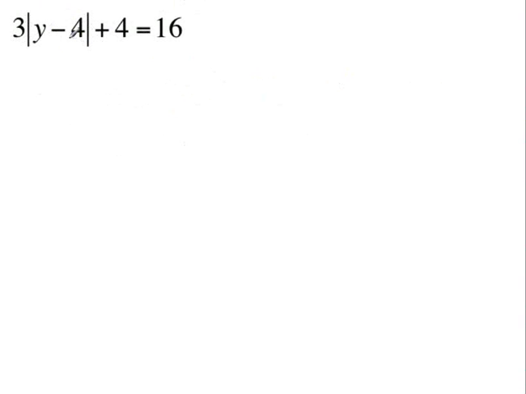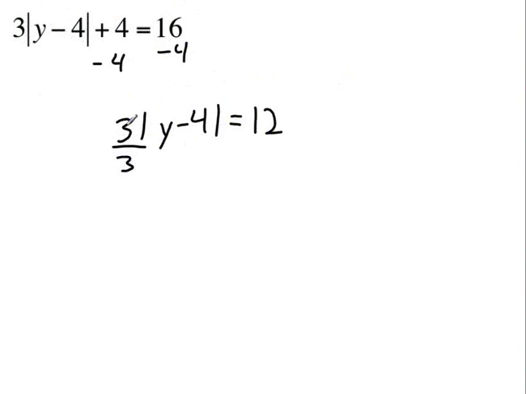So, to get the absolute value by itself, we have to first subtract 4 from both sides. So that gives us 3 times the absolute value of y minus 4 equals 12. Now we need to divide by 3 because this 3 is multiplying the absolute value. The way to undo multiplication is to divide. So I'm going to divide both sides by 3. That goes away with that. So you get the absolute value of y minus 4 equals 4.